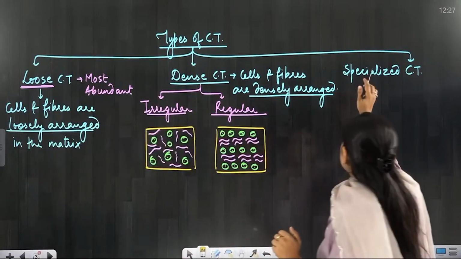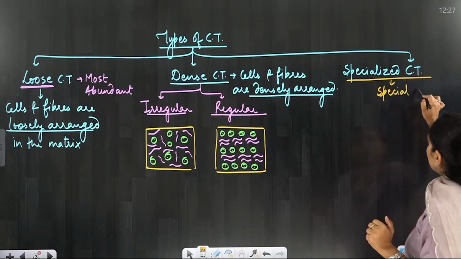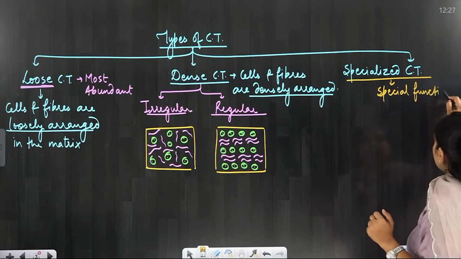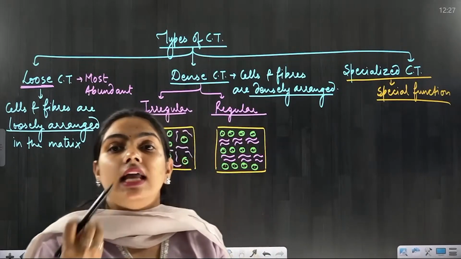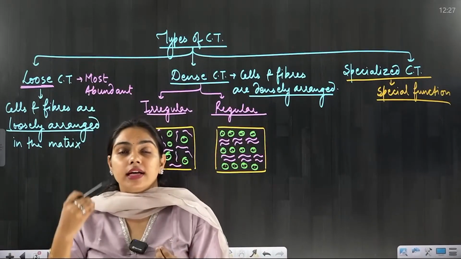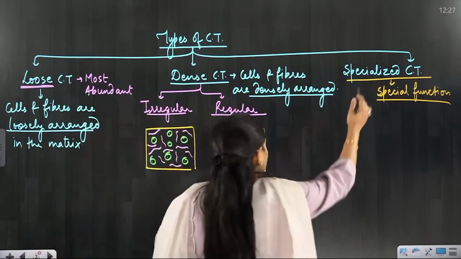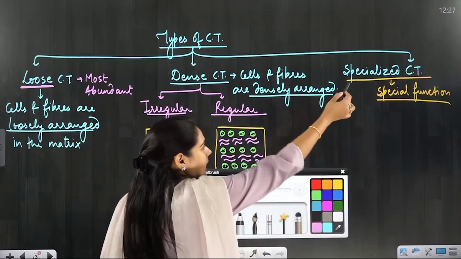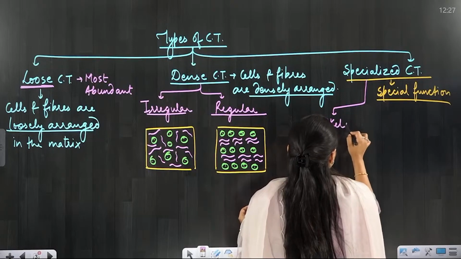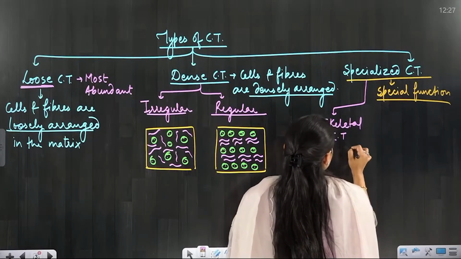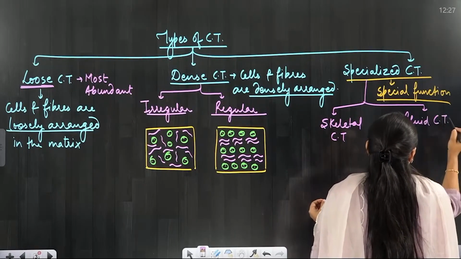Then there is specialized connective tissue. Beta, they have special function. Either they are making your endoskeleton, or they have a speciality that they are doing a specific function of transportation in the body. So specialized connective tissue will be of two types. One is skeletal connective tissue and another is fluid connective tissue.